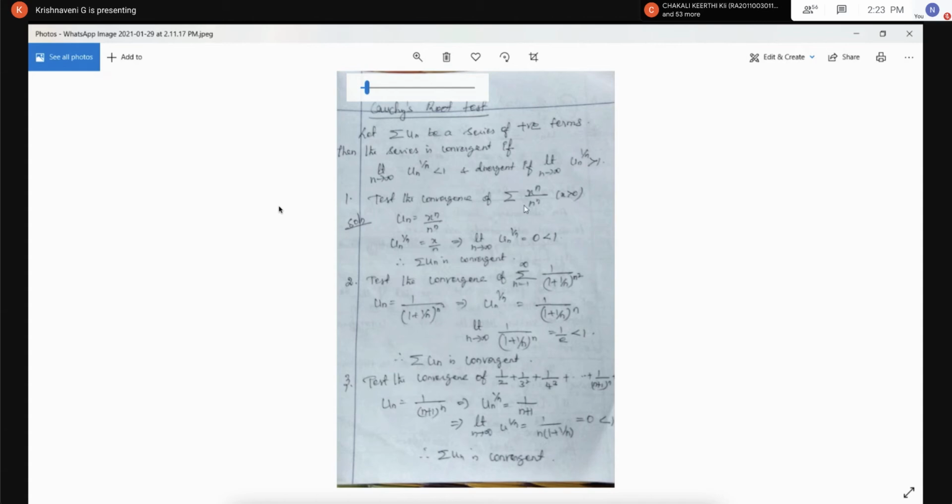Problem: test the convergence of summation x power n by n power n, where x greater than 0. Directly he has given the nth term un equal to x power n by n power n. We need to find un power 1 by n, that is x power n by n power n whole power 1 by n. The n cancels, we get x by n, and then n approaches infinity. What will be the value? x by infinity, that is 0, which is less than 1. Less than 1 means the summation un is convergent.